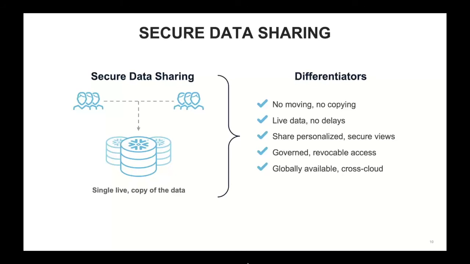And because, as you saw on the previous slide, Snowflake is available as a managed service across all clouds, there's no limitation on data being shared between regions or between clouds. The Snowflake Data Cloud is completely a multi-cloud experience from an infrastructure standpoint, so data sharing is globally available as a cross-cloud feature on the platform.